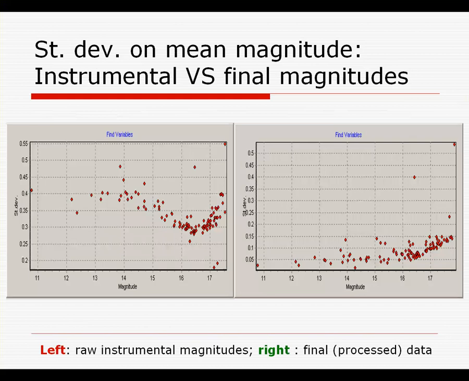So what did we get as the result? The left chart is from an early version of the program, where the standard deviation was calculated from the raw instrumental magnitudes. The right chart is the same chart from the same data set, but calculated from the final green magnitudes, which you saw on the previous slides. This is not the perfect one, but let's see what happened on the next slide, the right chart.